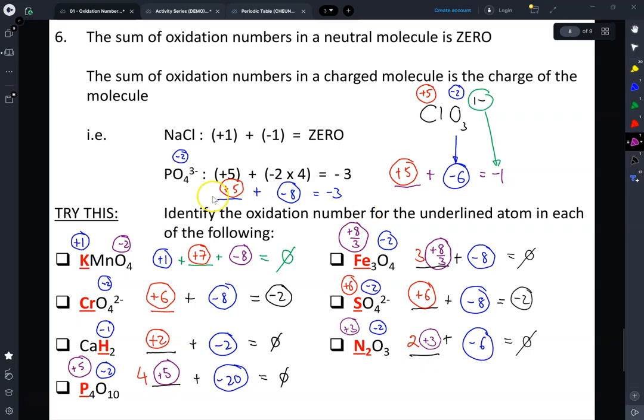Alrighty, so learning these oxidation number rules will help us to keep track of electron movement, which will be important in our next video tutorial on balancing redox reactions.